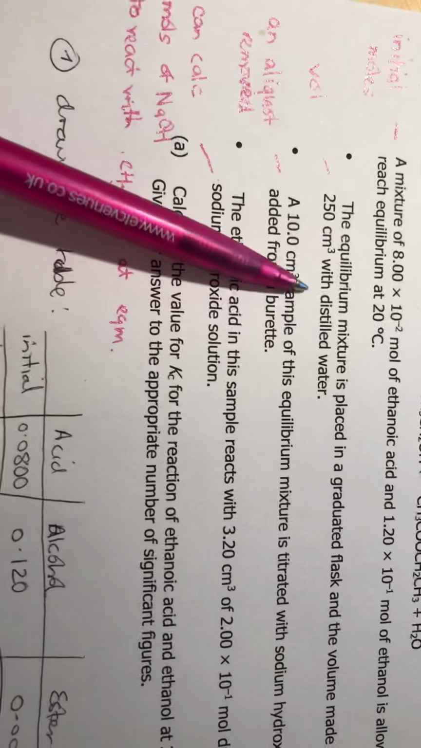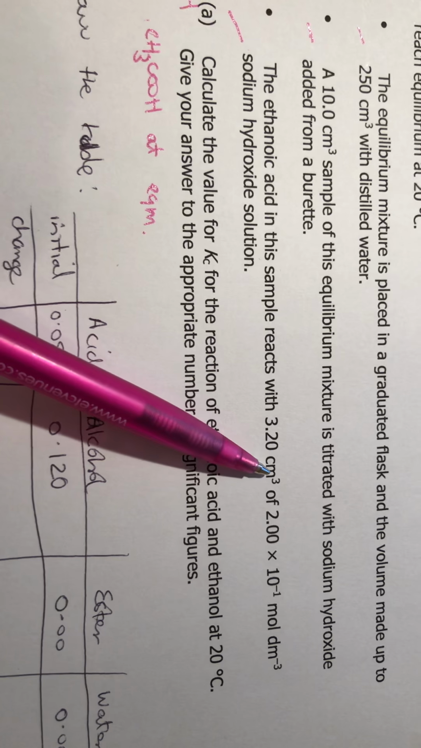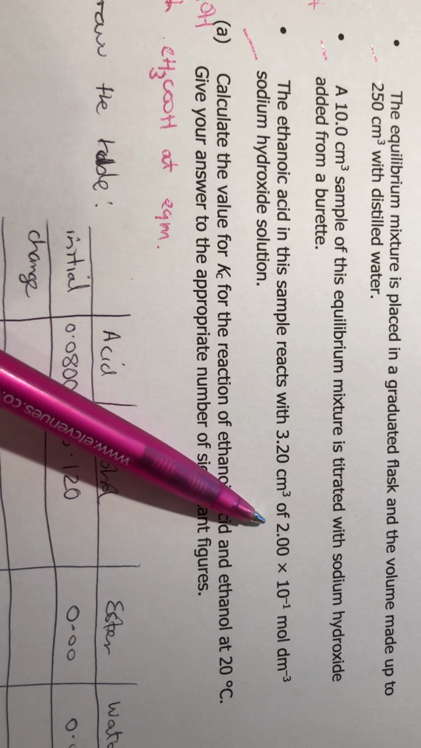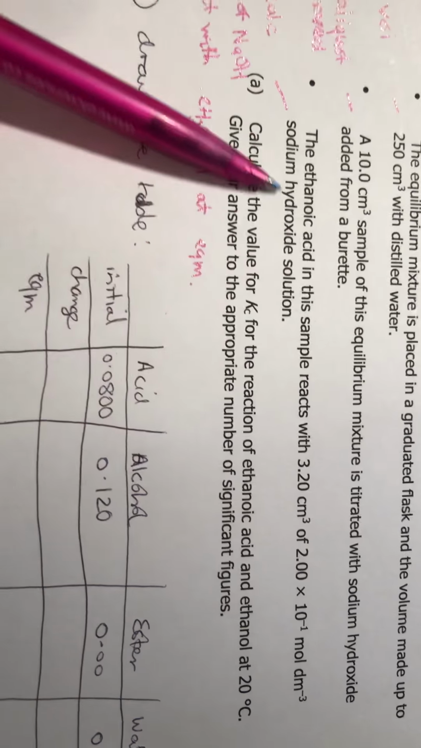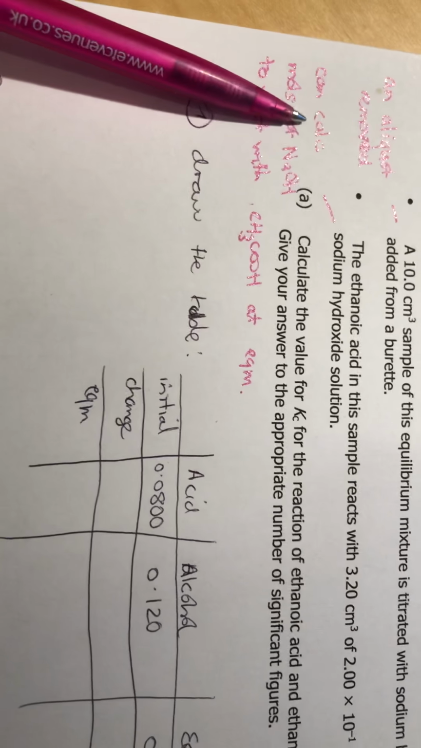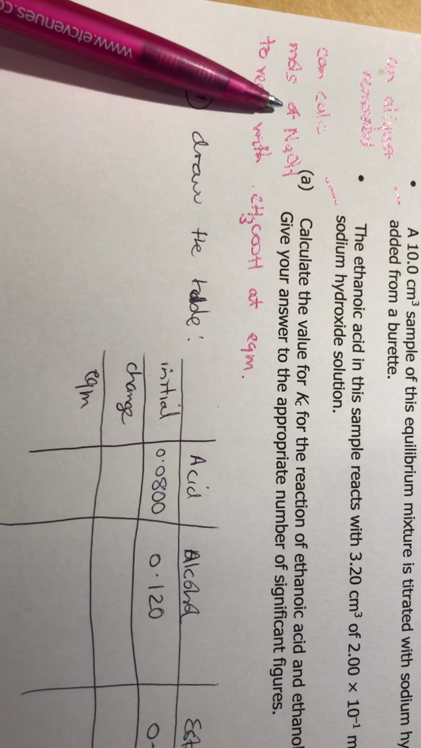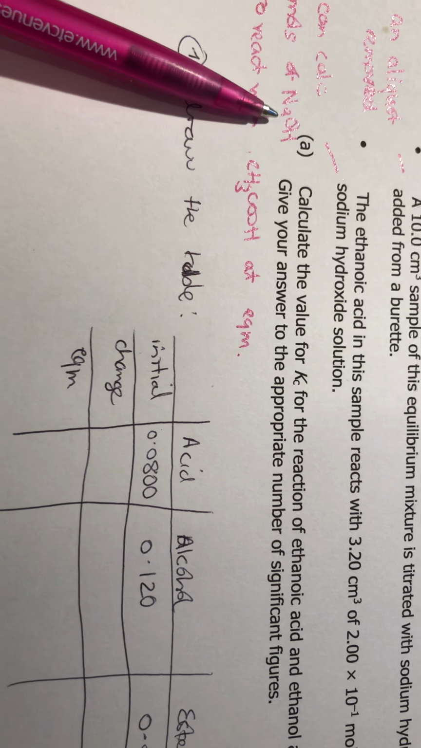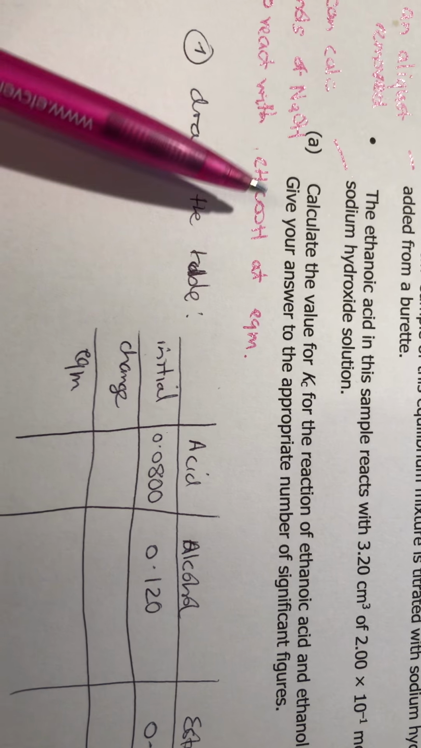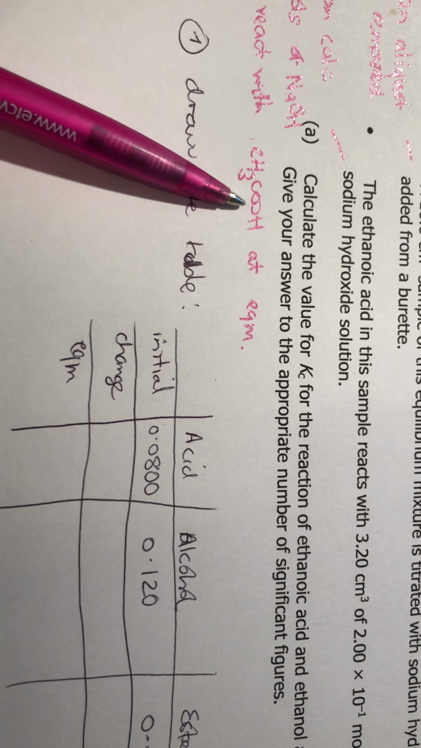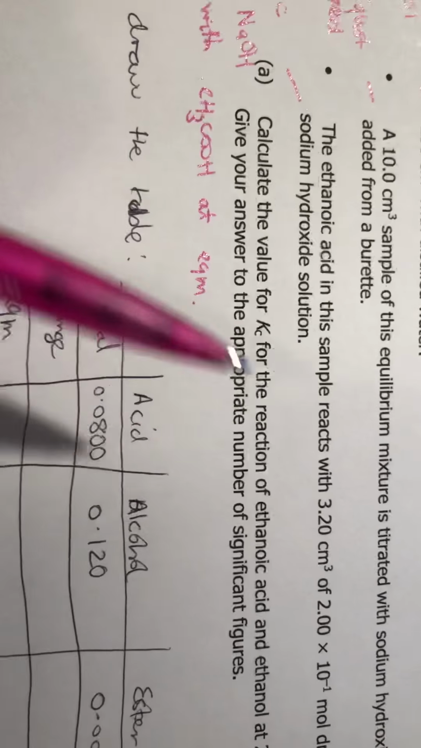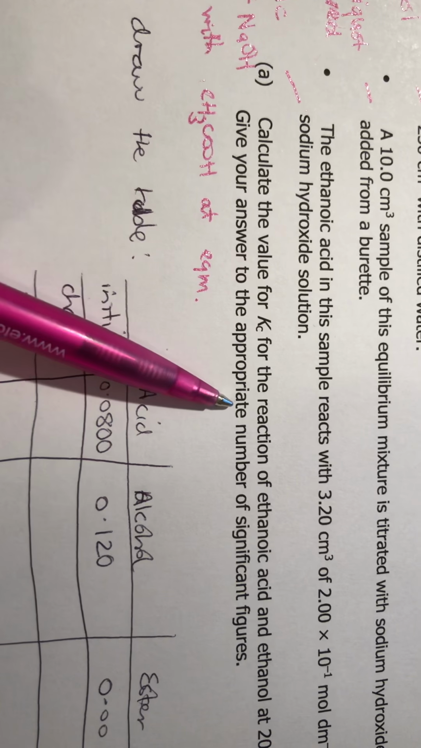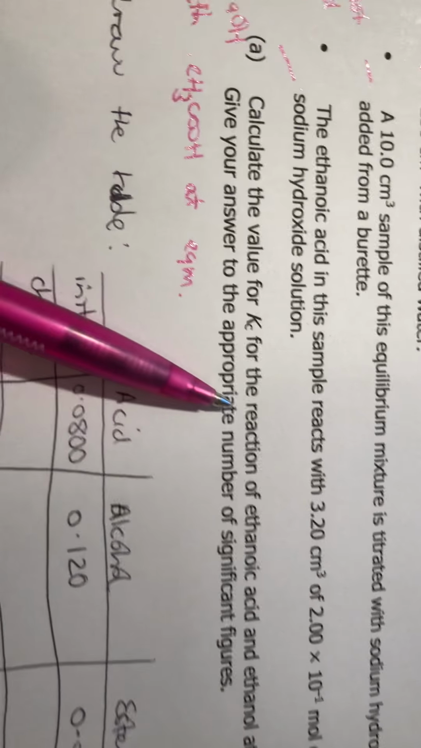And then this aliquot, or 10 cubic centimetre sample, reacted with 3.2 cubic centimetres of 0.2 mole per decimetre cubed sodium hydroxide solution. So therefore you've got a volume and a concentration. You can calculate the number of moles of sodium hydroxide. And from that number of moles you can calculate the number of moles of ethanoic acid at equilibrium. We need to calculate the Kc for this reaction.